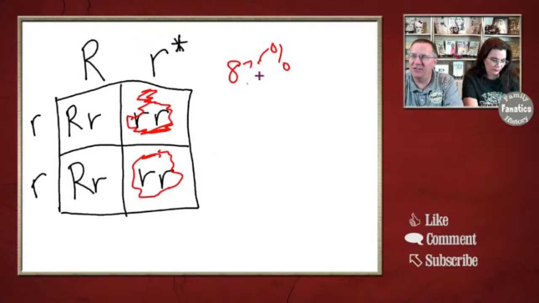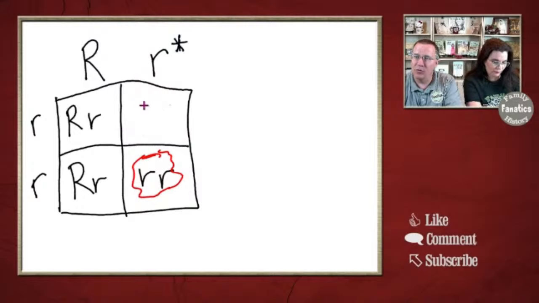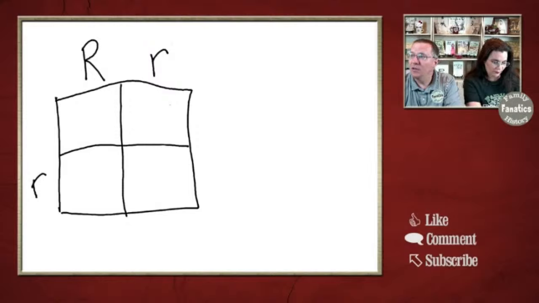For instance, we knew a family. Let me erase this. I'm trying to remember their last name and I can't even remember that now. They did not have red hair. Both of them were not redheads. But they had three kids. All three of their kids were redheads.